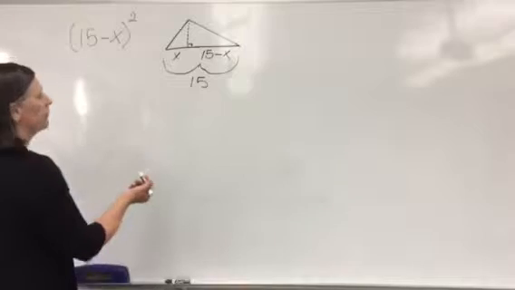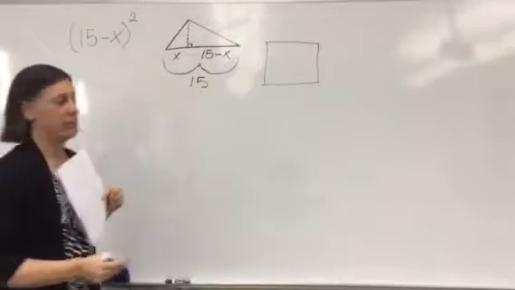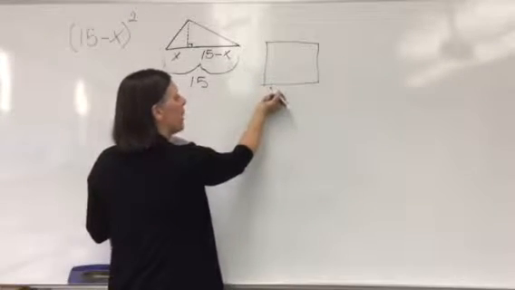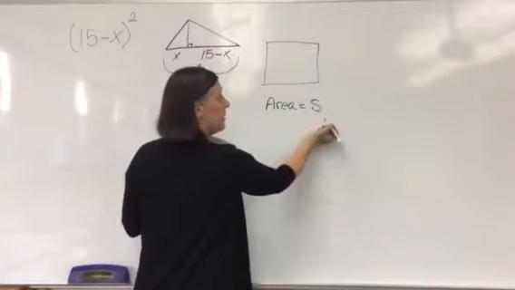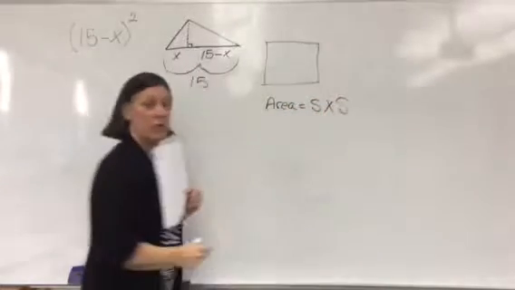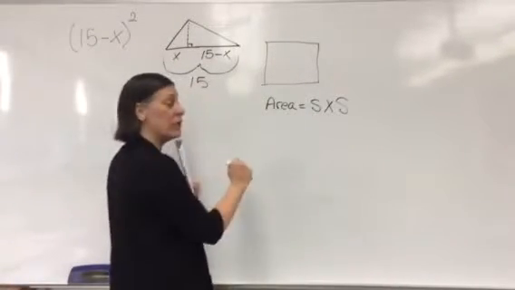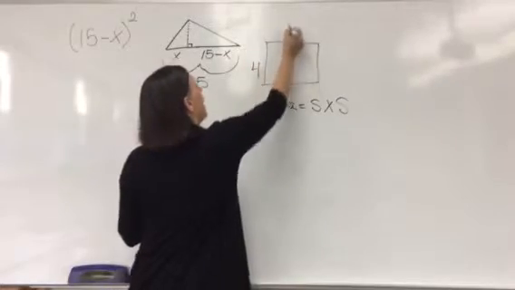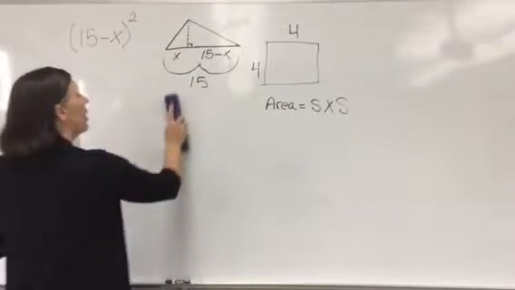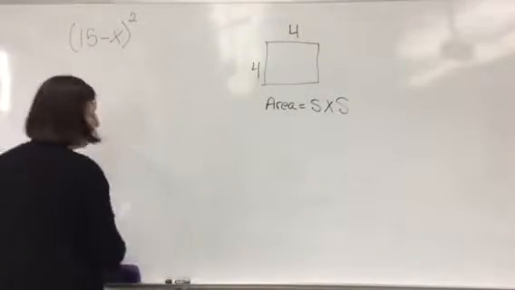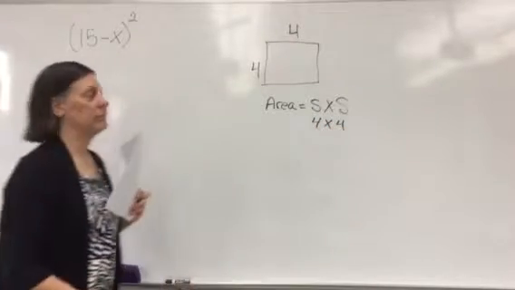Let's start slow. What if we had a square? And we know the area of a square is one side times its other side, length times width. We say side times side because in a square, both the length and the width have to be the same value. Okay, so we know this area becomes 4 times 4, or 16.